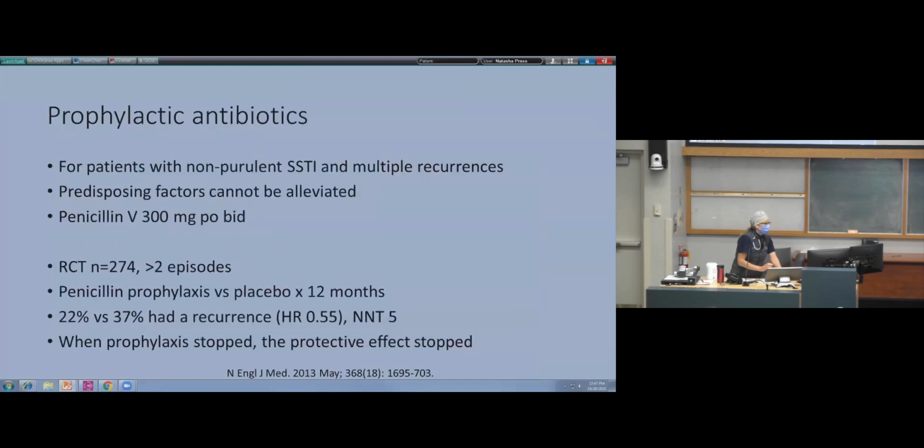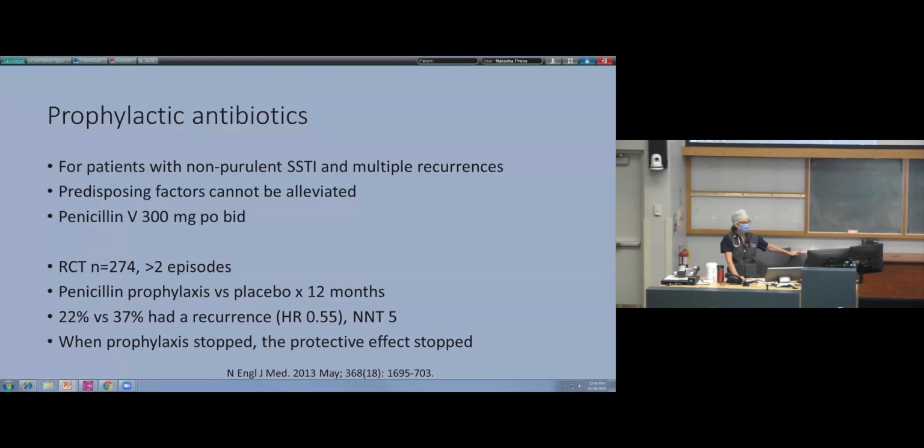So for people who you've really tried to have excellent skin integrity and to get rid of their edema, and they're still having recurrent non-purulent skin and soft tissue infections, what can be done? Well, one of the things that we'll sometimes do is give prophylactic penicillin V at a dose of 300 milligrams twice a day. And this is also based on a randomized control trial that was done about 8 years ago. In this trial, they gave half the people penicillin every day to try to prevent skin and soft tissue infection, and in the other half, they gave placebo.